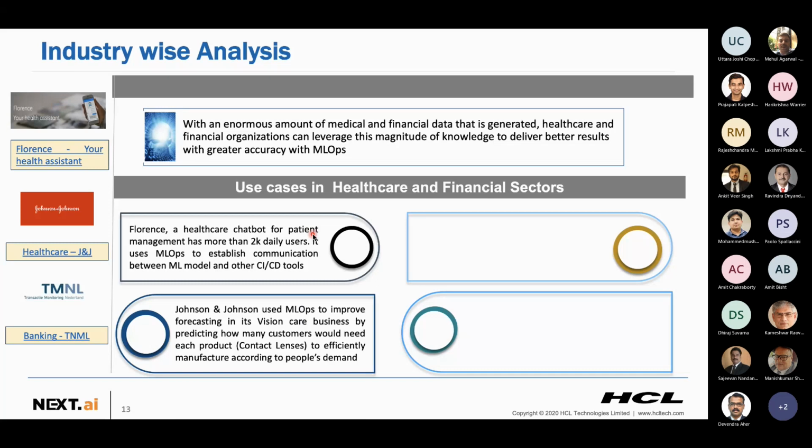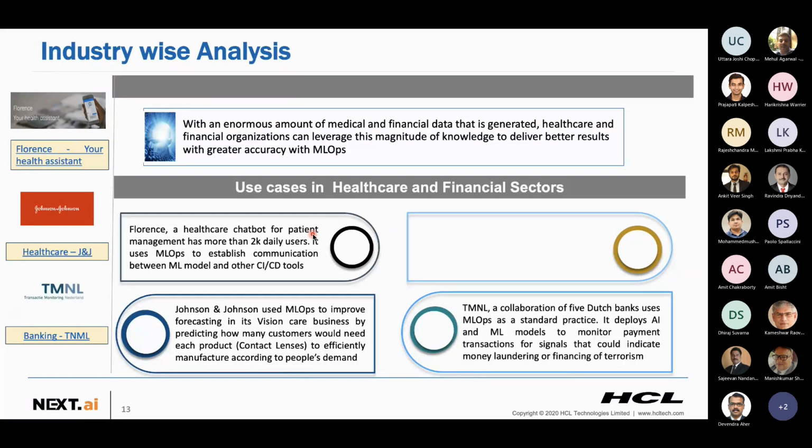The second one is J&J. They have used MLOps to improve forecasting in its vision care business by predicting how many customers would need each product, that is the contact lenses, to efficiently manufacture according to people's demand.